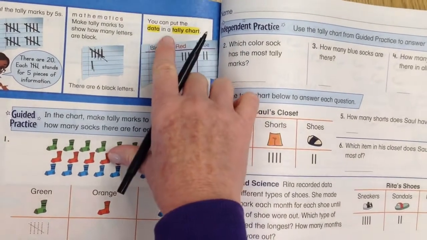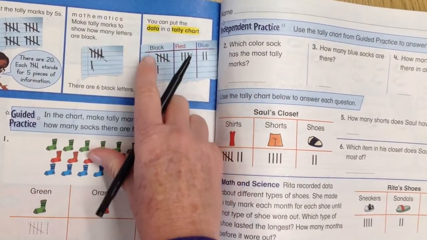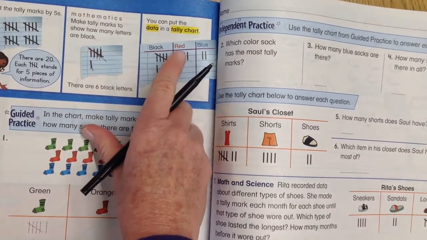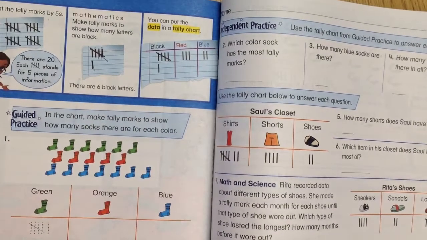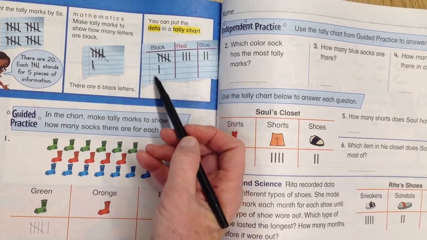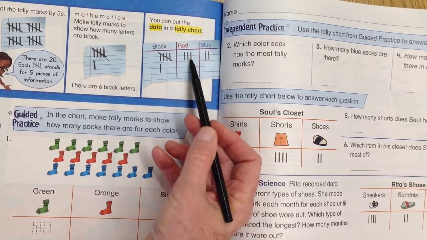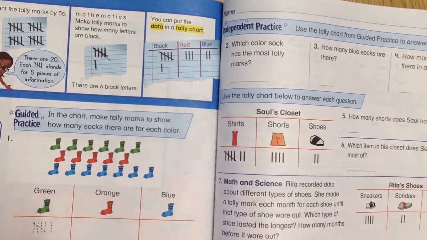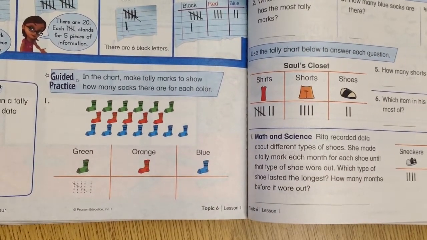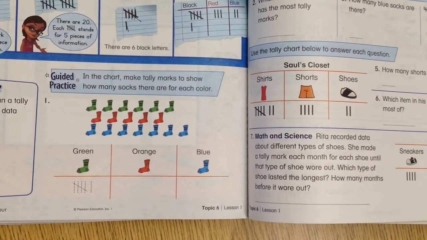You can put data in a tally chart. So we could actually go back to these letters and make a chart for how many are black, how many are red, and how many are blue. If we go back and count them all, we have 6 black, 1, 2, 3 red, and 2 blue. All right, down below it says, in the chart, make tally marks to show how many socks there are for each color.